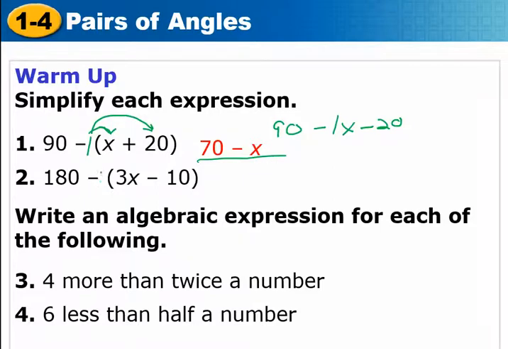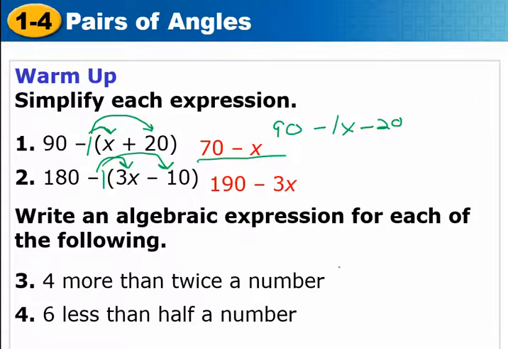Number 2 is very similar. The minus sign, or the minus 1, will distribute through, and it'll change both of the signs in the parentheses. So we'll end up with 190, because 180 minus a negative 10 will be 190, same as 180 plus 10, and then the minus 3x.